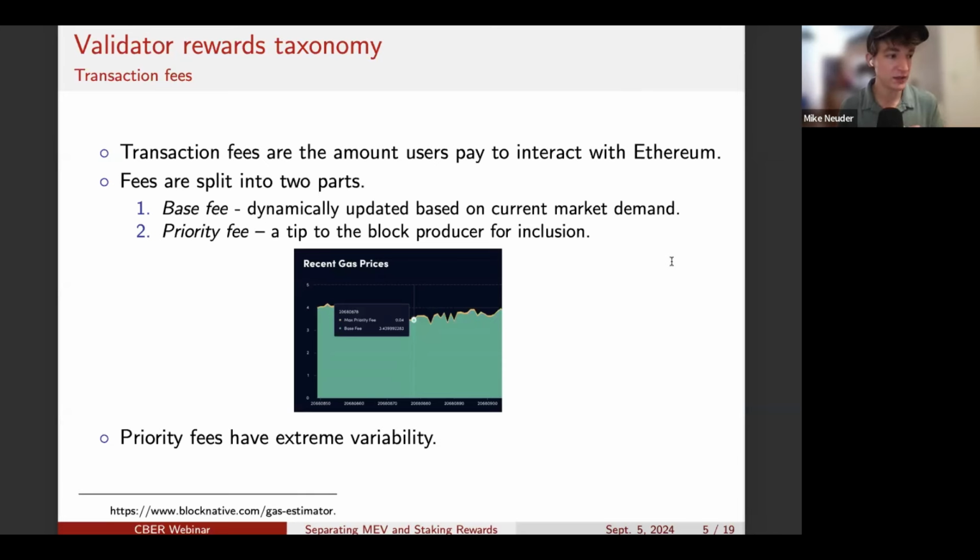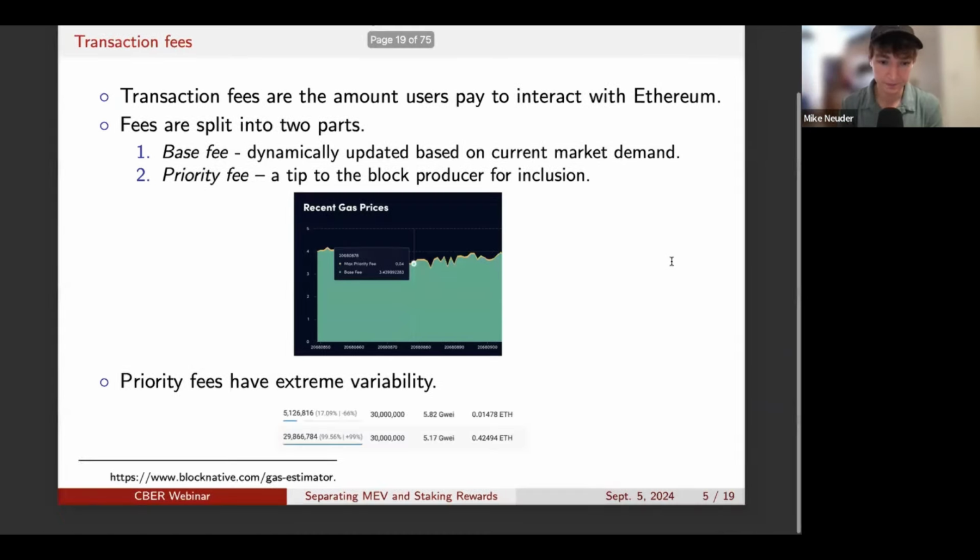So if the base fee is 0.01 ETH, using the example we started with before, but let's say there's way more than 30 million gas worth of transactions. That's the maximum amount of transactions you can put in a block. There's way more than that demanded. In that case, your only way to signal extra interest in getting included is by including that priority fee.